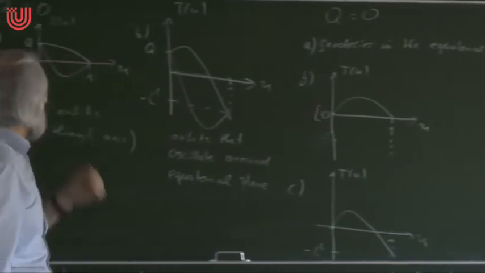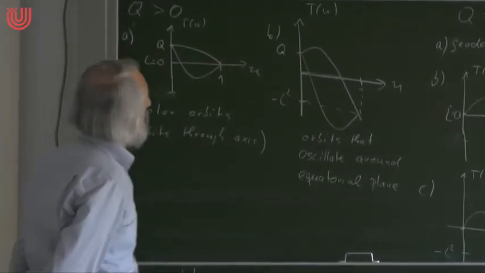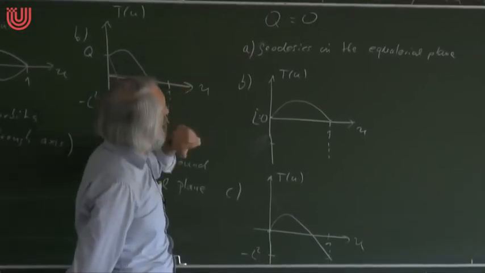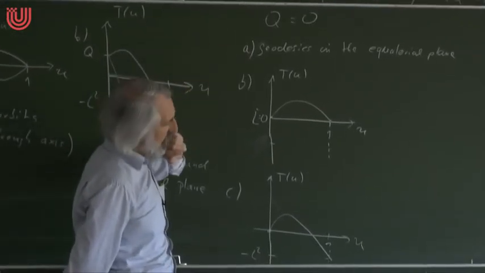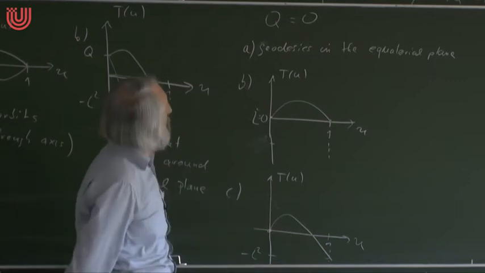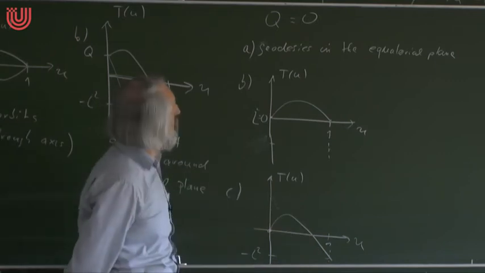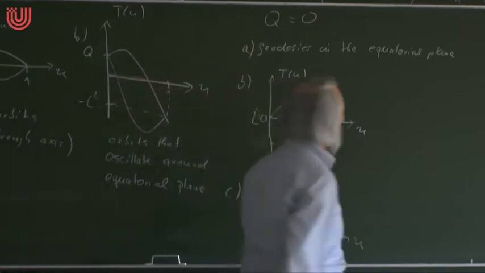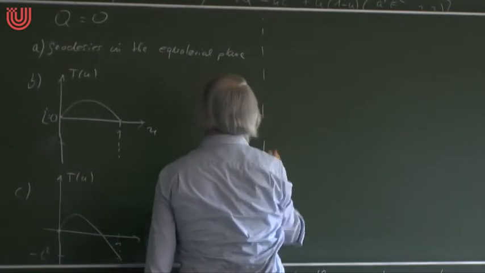So these are the cases Q equals 0. The most prominent elements in this family are the geodesics in the equatorial plane. So the circular orbits about which we have talked a few minutes ago, they are in this class. They have Q equals 0. And now comes the most interesting one. Now comes Q smaller than 0.